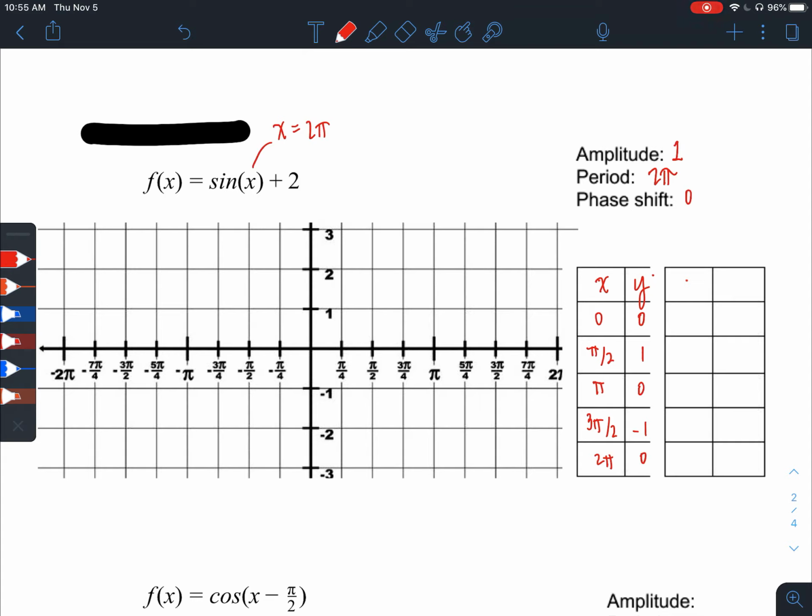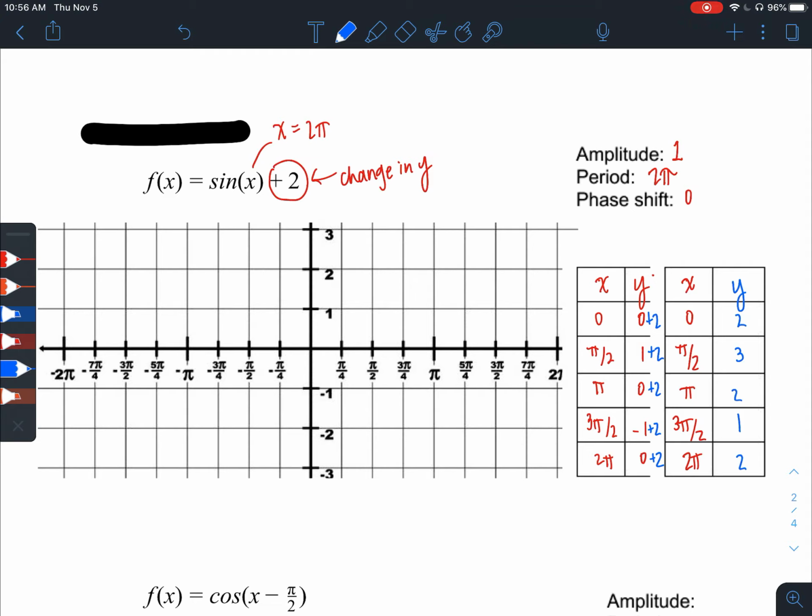Okay, so our new function, we are going to have a change in y because of this plus 2. So this is going to cause a change in y. And so we're going to add 2 to each of our y values, and our x values are going to stay the same. And then our y values, we add 2 to these. So we get 2, 3, 2, 1, 2.